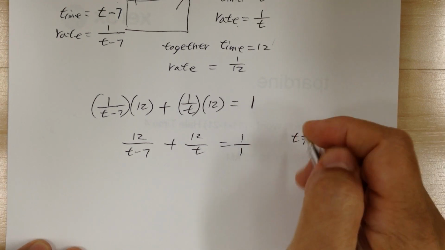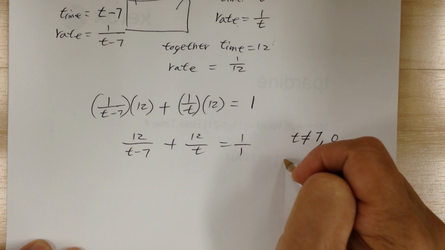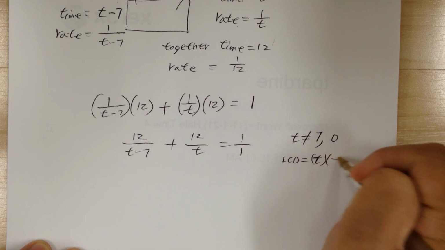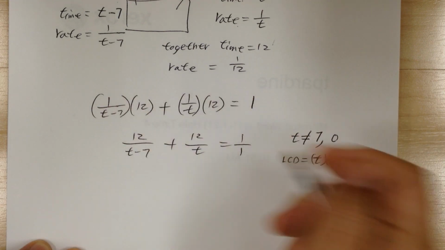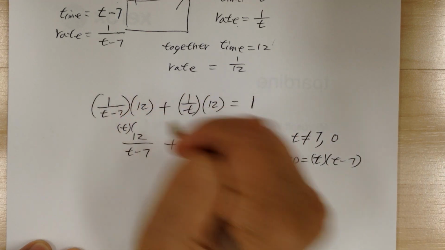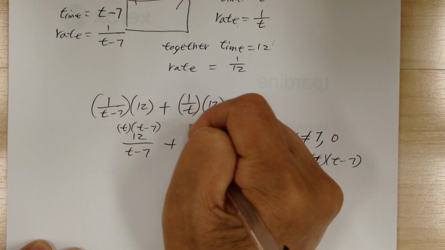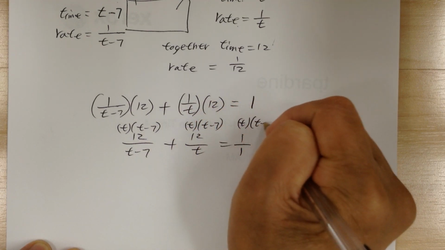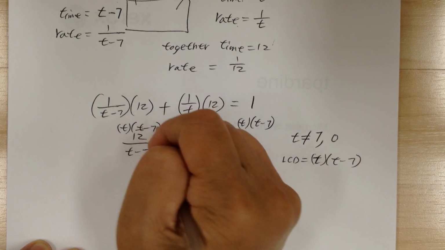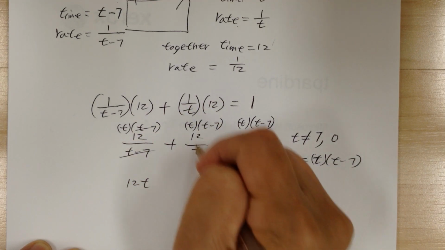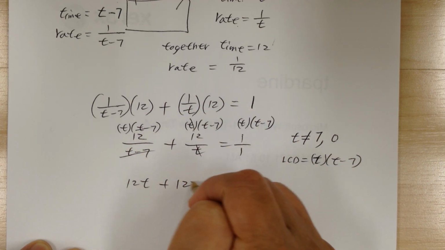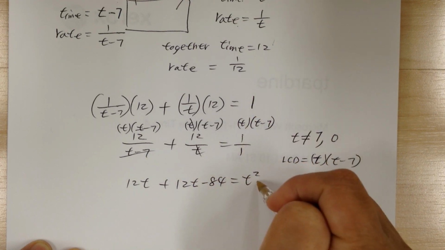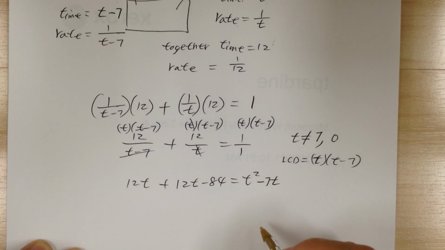Okay, and your LCD will be just t, so LCD will equal t times t minus 7. So multiply every term by the LCD. So this will cancel out, so you get 12t. This cancels out, so you get plus 12t minus 84 equal to t squared minus 7t.